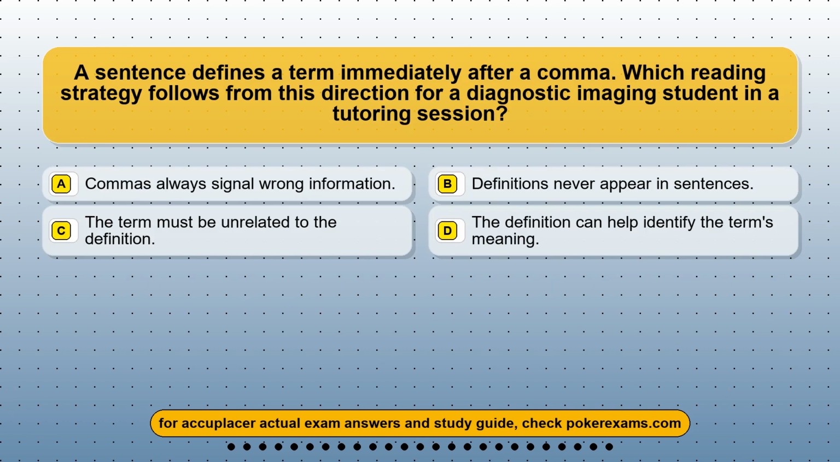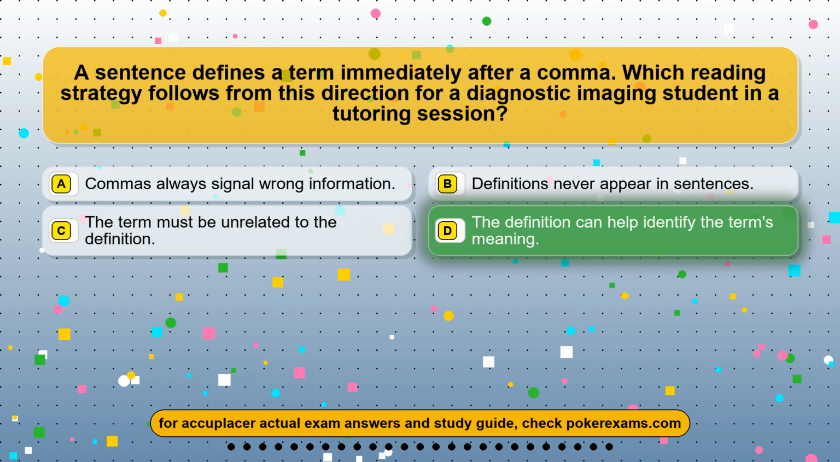Question 17. A sentence defines a term immediately after a comma. Which reading strategy follows from this direction for a diagnostic imaging student in a tutoring session? Option A. Commas always signal wrong information. Option B. Definitions never appear in sentences. Option C. The term must be unrelated to the definition. Option D. The definition can help identify the term's meaning.